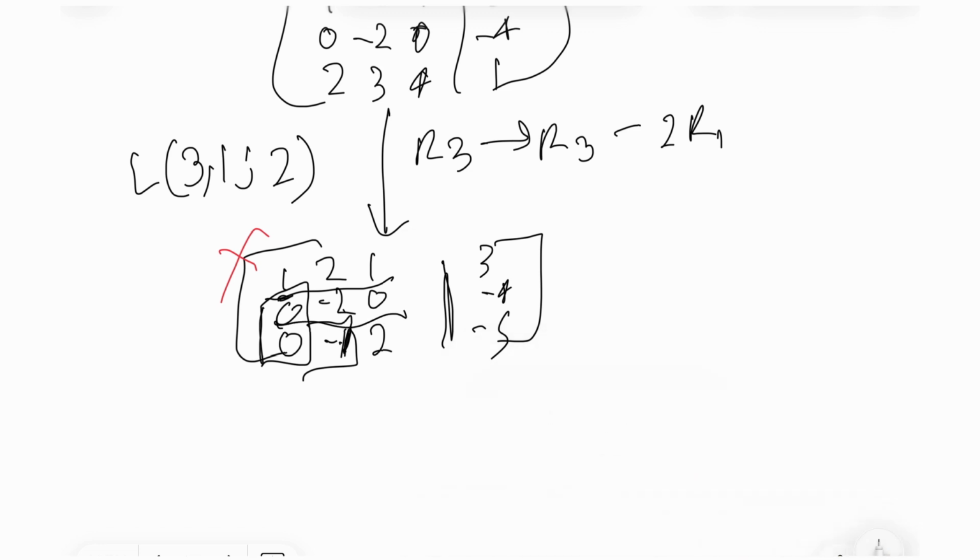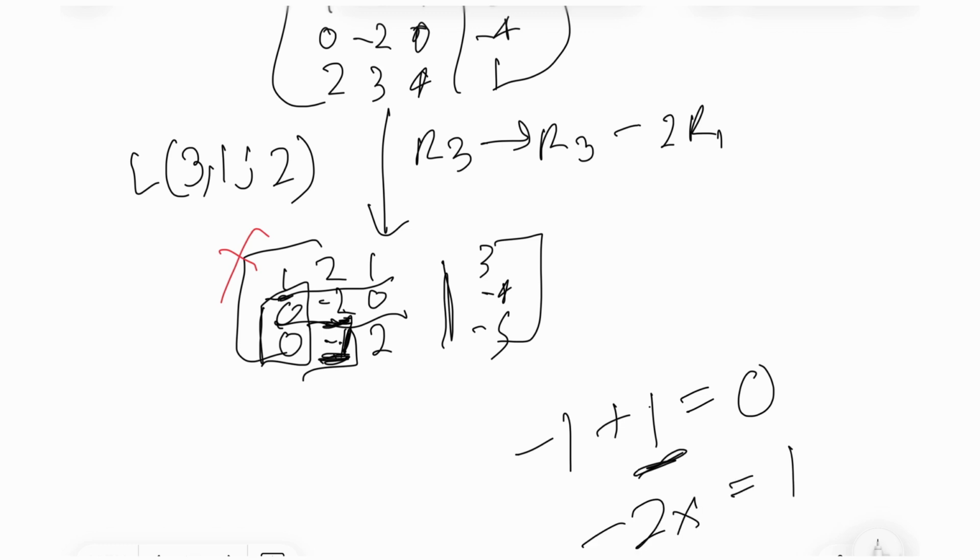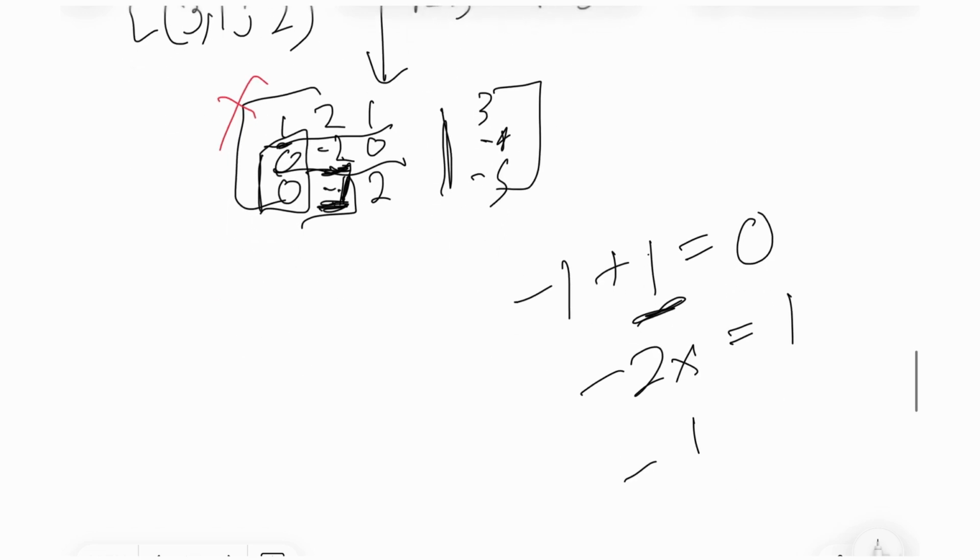Let's go to row 2. We have a minus 2 here. We need to use that minus 2 to make this a 0. I have minus 1. I need to make it a 0. I need to add 1. I have a minus 2. I need to multiply by something to get 1. So I need to multiply it by minus 1 by 2. That is what we're multiplying it by.